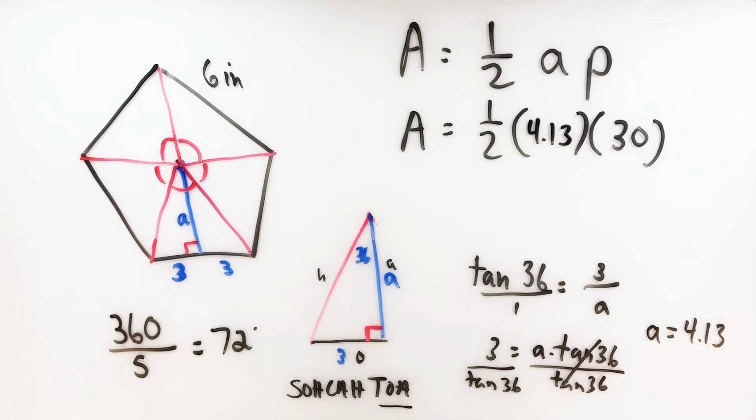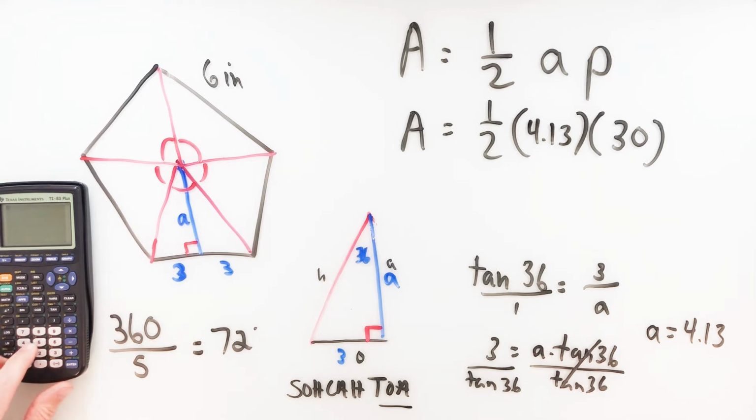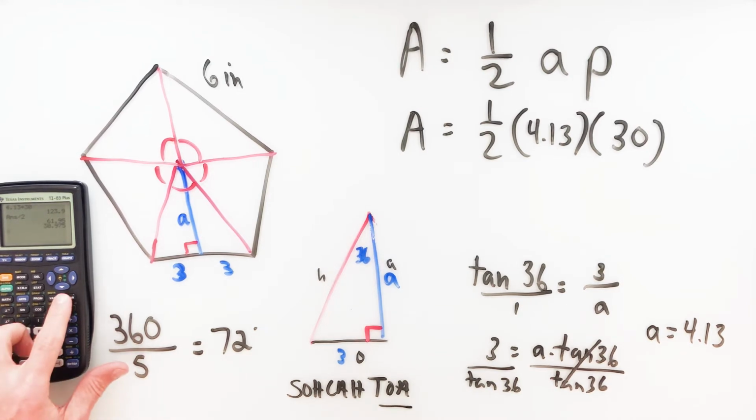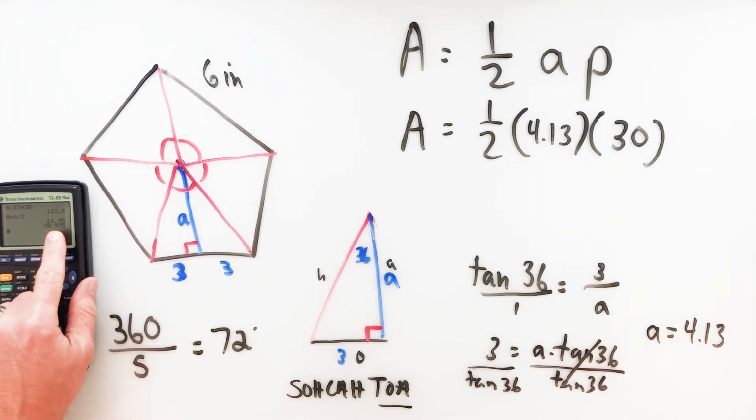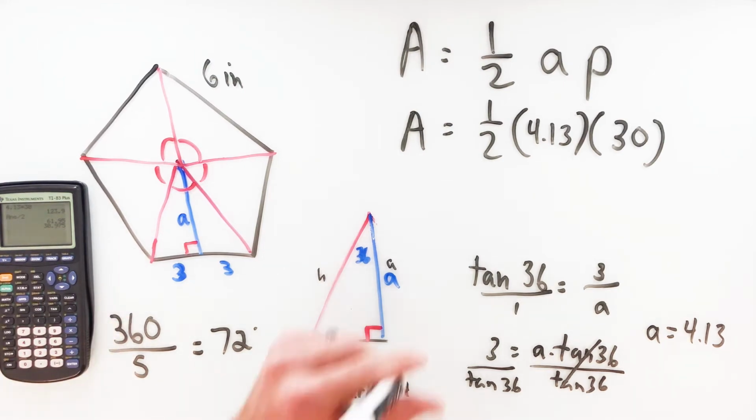So with that tangent problem, I have completed my formula: 1/2 times 4.13 times 30. Go ahead and type that in. I'll just do it this way, 4.13 times 30, and then half of that, or I'm just going to divide that by 2. Oops, one too many. Looks like I got 61.95. Accidentally hit equals twice. So 61.95 is our area.